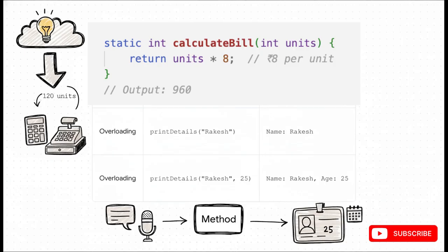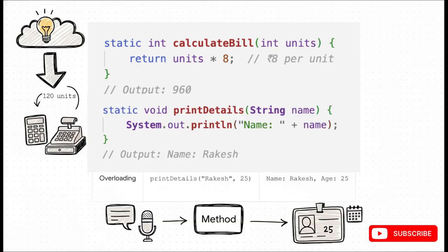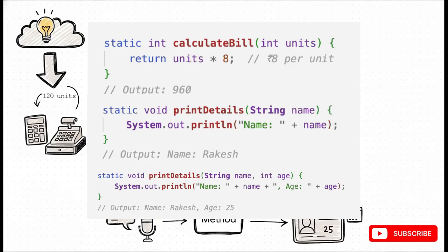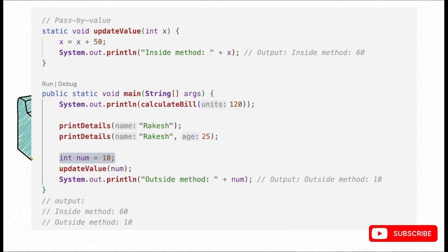Then we see overloading. We call printDetails with just a name, and it prints just the name. We call it again with a name and an age, and it knows to use the other version to print both pieces of info. And now for the grand finale, the photocopy principle.